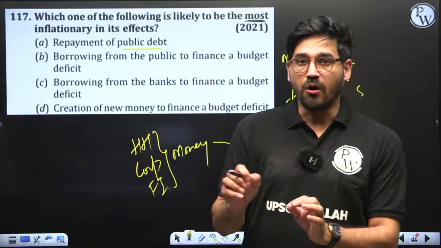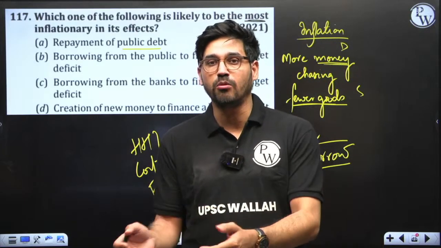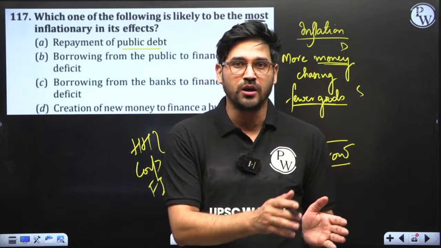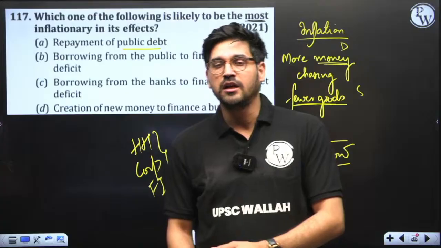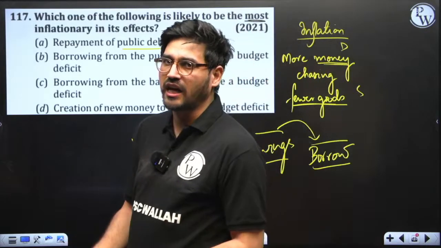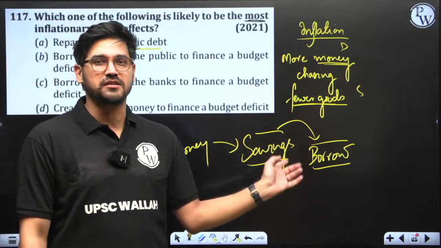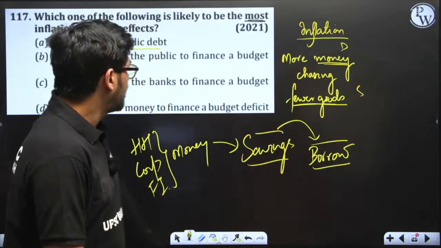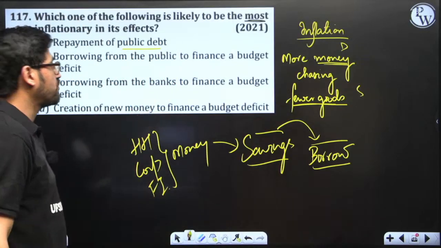Now, because you borrow to spend instantly. Nobody borrows because they want to invest that borrowed money. Everybody wants to borrow because they want to spend that money. So you can imagine that this saving that people did not require at this point in time will be used by government because this money would be spent. Quite obviously, this could also be inflationary. C says borrowing from the banks to finance a budget deficit.